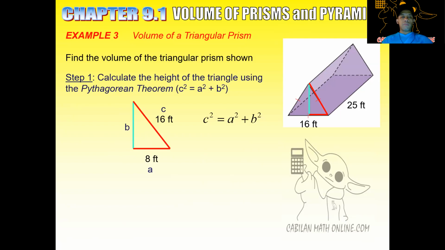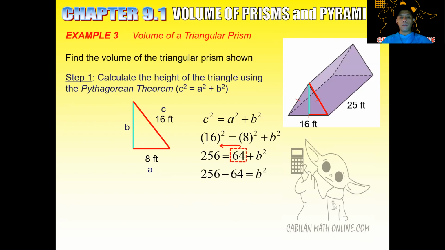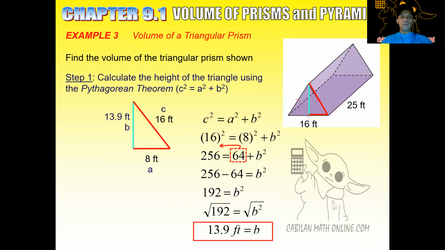Okay, so let's put the numbers in. And what we're going to do now is simplify the numbers. So 16 squared gives me 256. 8 squared gives me 64. And we're now going to solve for the B. So that B squared is going to stay where it is. What we need to do is take the 64 and subtract it from the 256 when it goes to the other side. And last but not least, we're now going to take the square root of both sides. This is going to give me a measurement of 13.9. So now that we have that, the 13.9 is going to be the height.